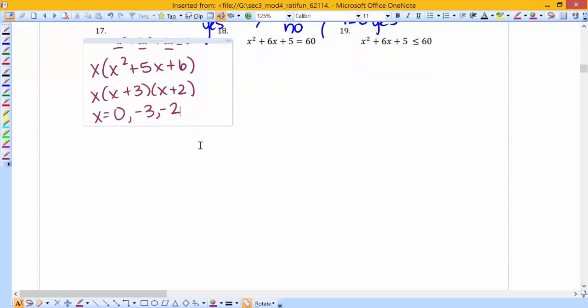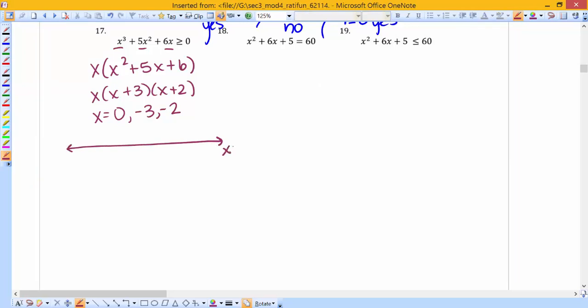Now I'm going to use a sign line, a number line. So I'm going to just draw the x-axis here. This is my x-axis. I'm not going to draw the y-axis. And I'm going to put my 3 x-intercepts on this x-axis. So -3 would be here. Maybe here's -2.